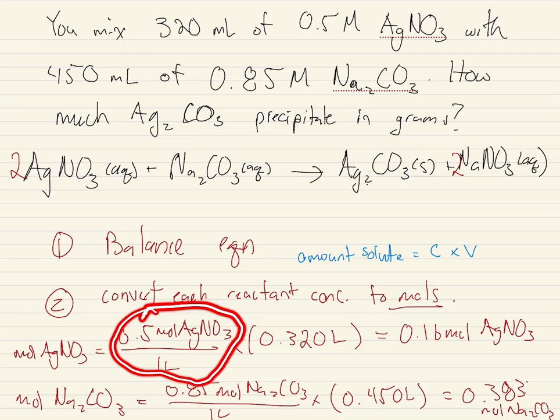Why do we need it in liters? So they can cancel out, right? So the liters can cancel out, and we're just left with units of moles, right? We want units of moles because we're ultimately looking for the moles of our product, right? So units of liters cancels out, and we get, in that solution, we added 0.16 moles of silver nitrate.